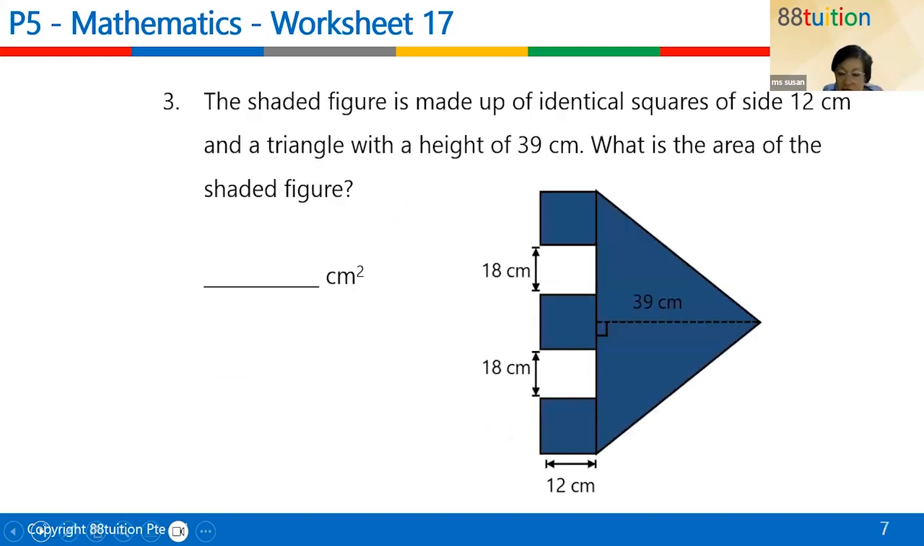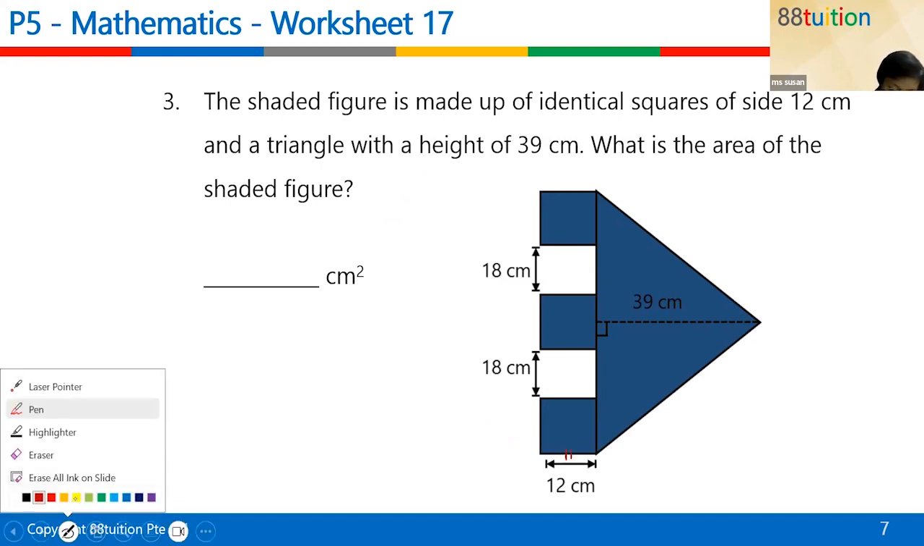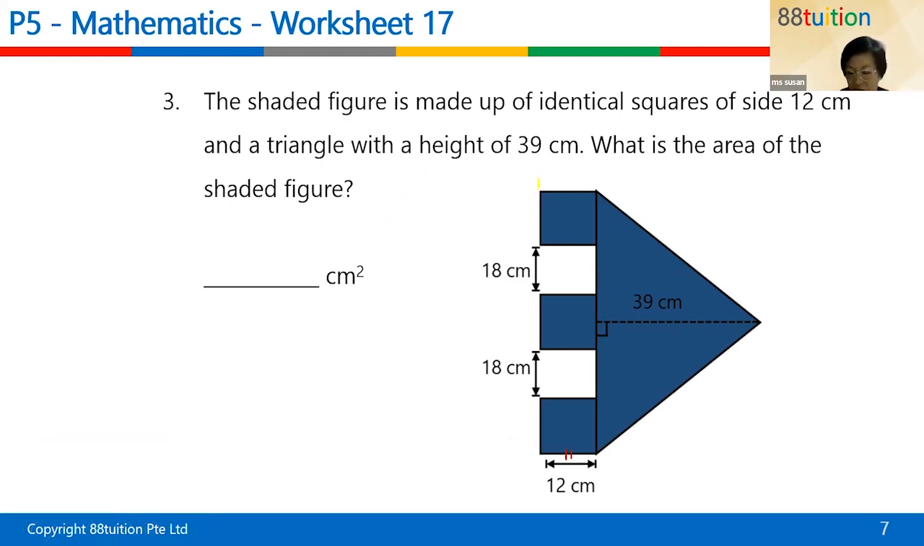The shaded figure is made up of squares and the side is 12 cm. So when the square is here, 12, so this is the square. Perhaps I want to use highlights. Turn to the highlighter. How many squares are there? You see, 1 here. This one is difficult to tell. Then I can have this. This is 1 square.